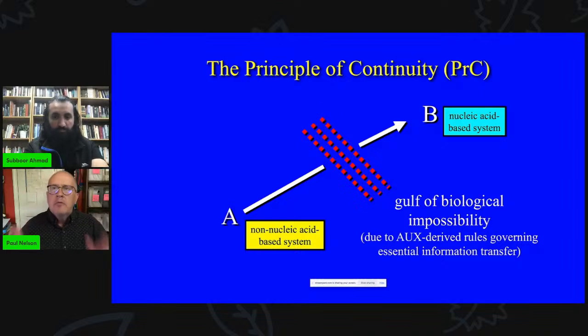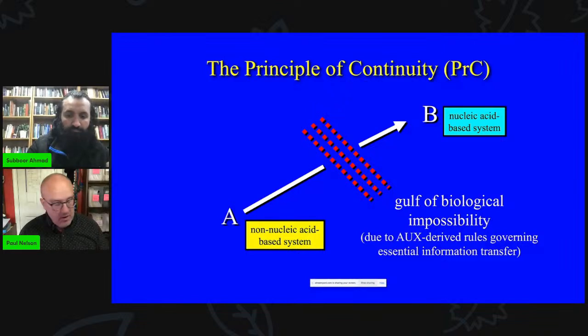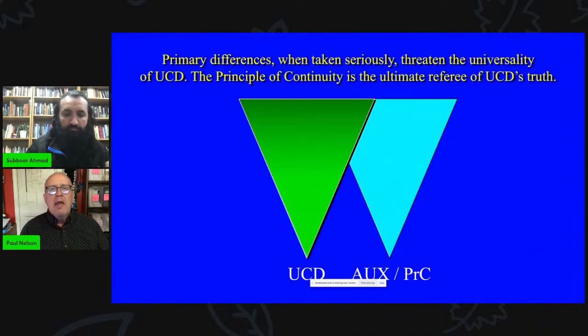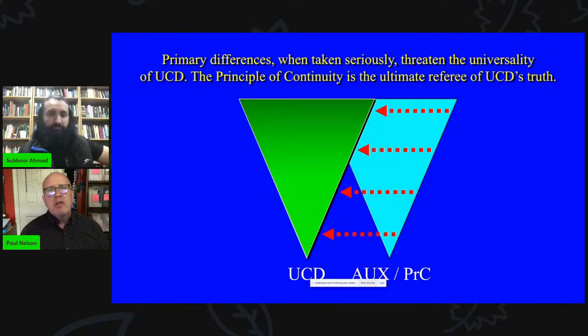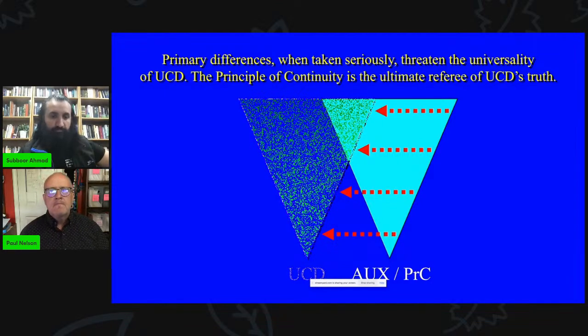All right. Orgel applies this with respect to the origin of life and the origin of terrestrial biochemistry, the biochemistry that we know on this planet. But you can find it everywhere in evolutionary theory, from the origin of life right on up to the origin of language and Homo sapiens. Principle of continuity is a powerful tool. And if you take it seriously, as I think you should, because it's really everything else we know in biology, it becomes the ultimate referee of universal common descent truth.